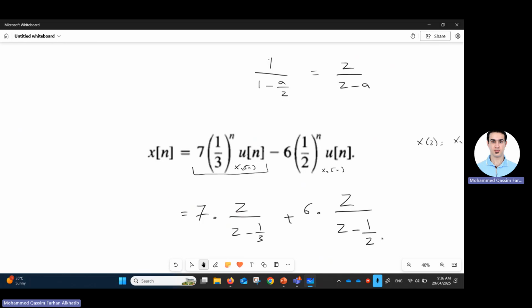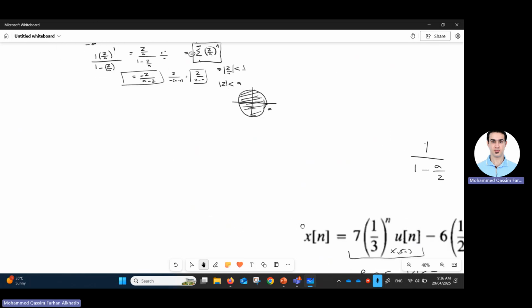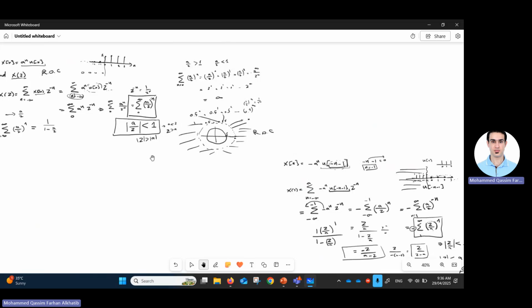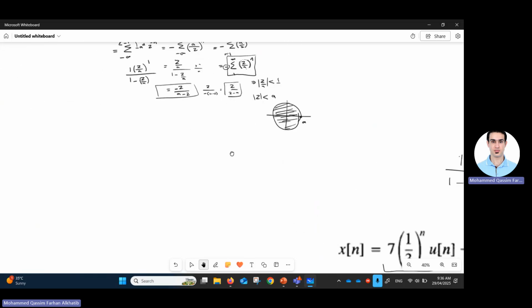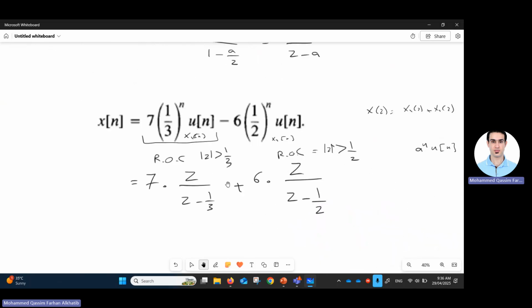Now, what will be the region of convergence? So the first one here, the region of convergence was absolute value of z larger than 1/2. And this one, the region of convergence, 1 over 3, equals absolute value of z larger than 1 over 2. Again, referring to the first example, the region of convergence, absolute value of z should be larger than a. And in here, I have 1 over 3 for the first expression and 1 over 2 for the second expression.